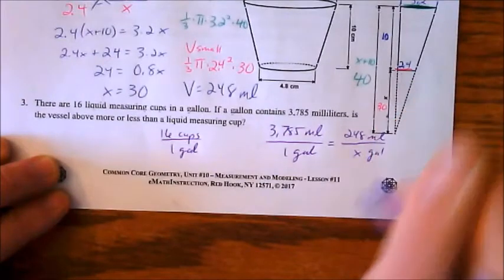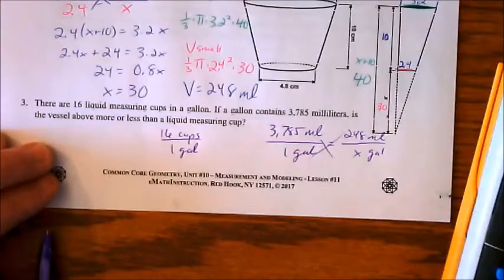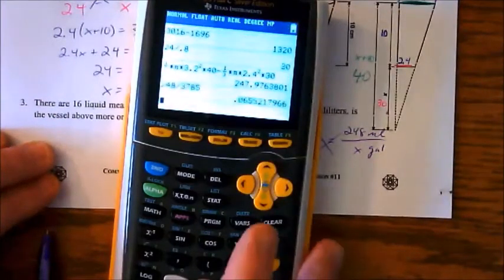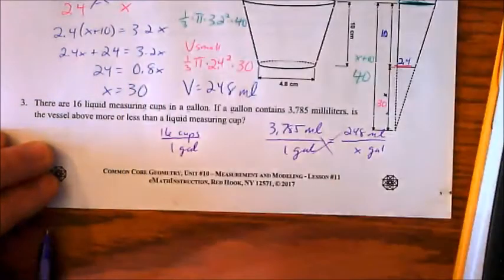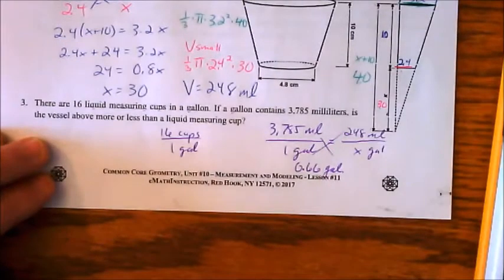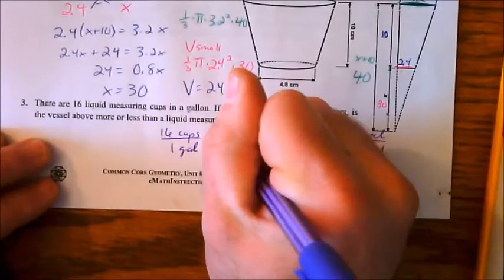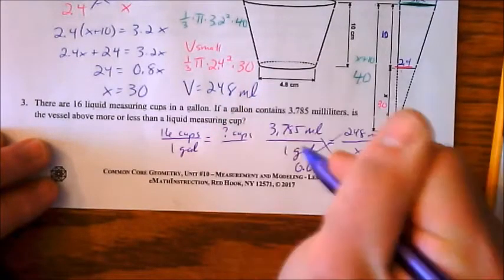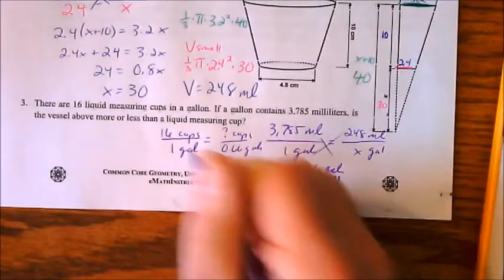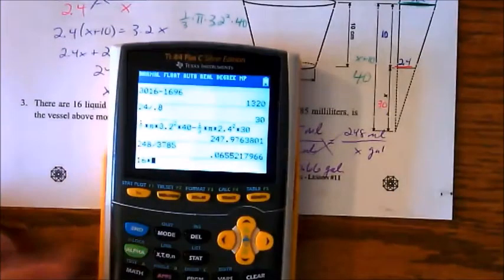And then down here it says there are 16 liquid measuring cups in a gallon. If a gallon contains 3,785 milliliters, is the vessel, is that three? It might be 3,000. It's got to be 3,000. Mine got cut off a little. Is the vessel above, more or less than a liquid measuring cup? All right, so 16 liquid measuring cups in a gallon. So 16 cups in 1 gallon.